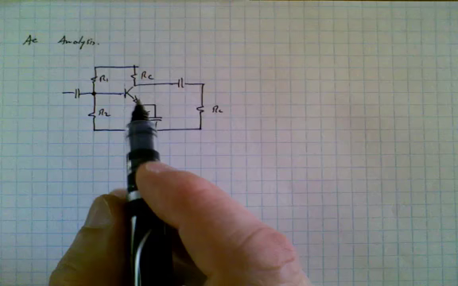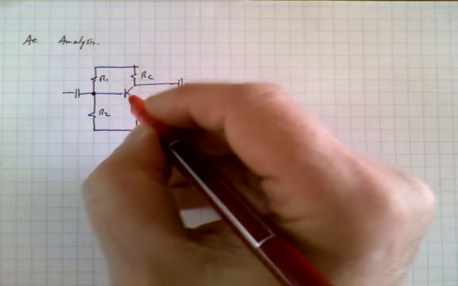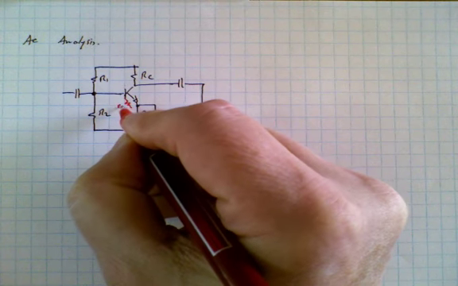Now remember, one of the AC characteristics of this device, this transistor, is that intrinsically inside of it, it has a resistor called Re prime.